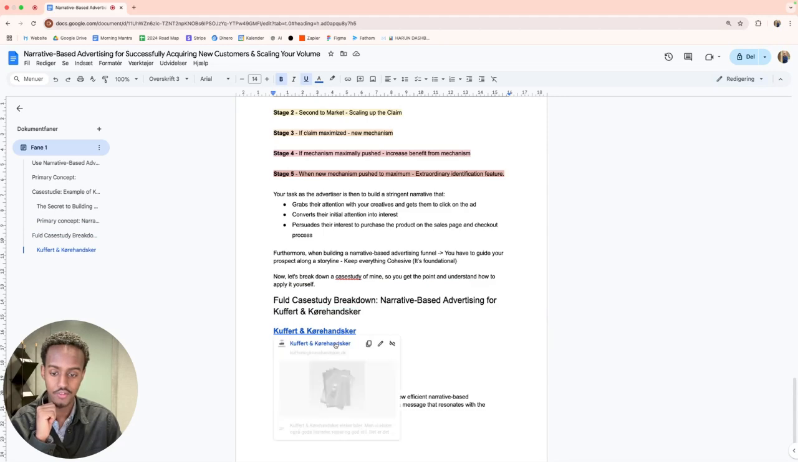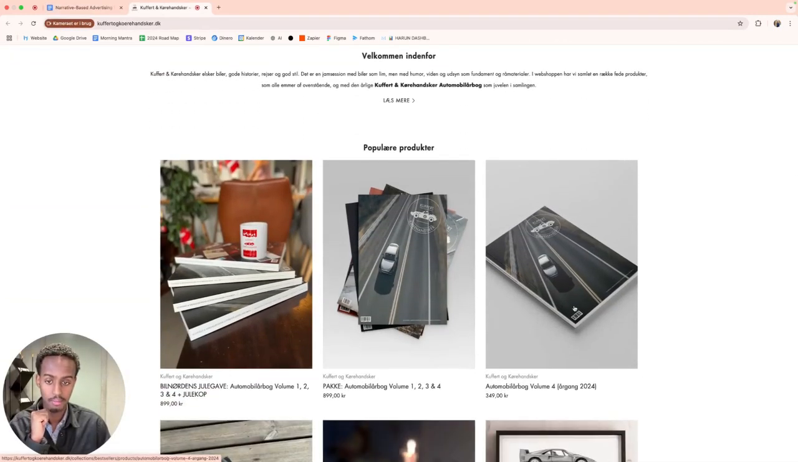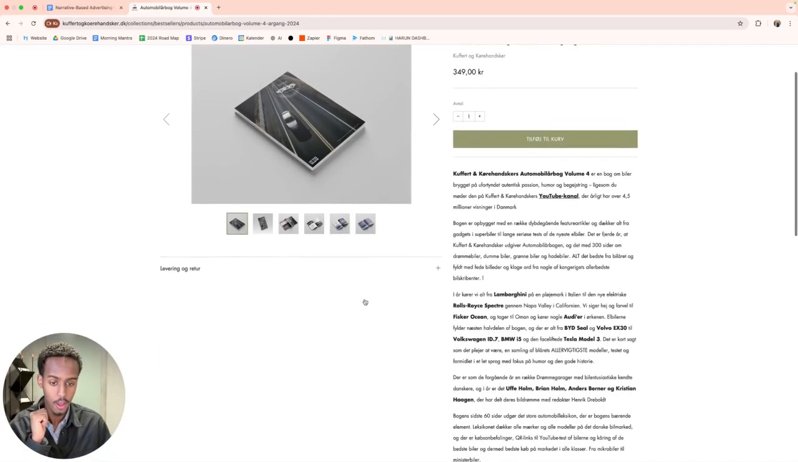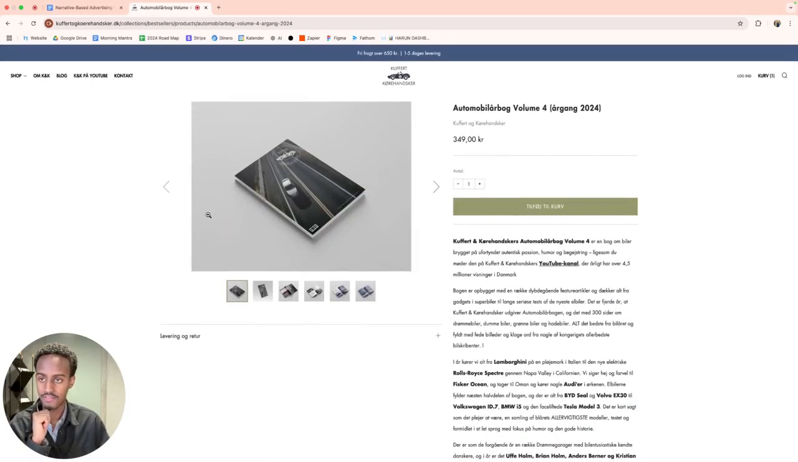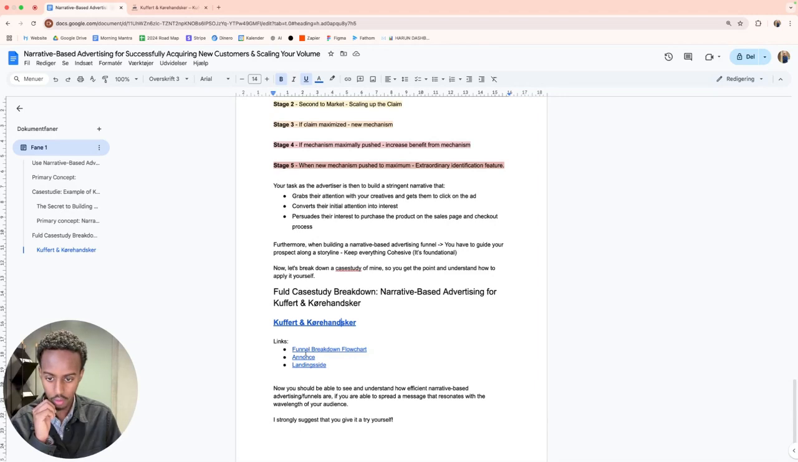And the case study that we will essentially look at is Kuffer Kørhansker, a great client of mine, as I said, a Danish brand that sells road books. And their primary hero offer is this road book that the founder has made essentially himself, because he loves everything to do with cars. So it's a product that the founder has made himself, which also means that I am in a unique position because I'm advertising a truly unique product in a market where we don't have any competitors. Really, the level of sophistication is super, super low because the target audience hasn't seen similar products to this.